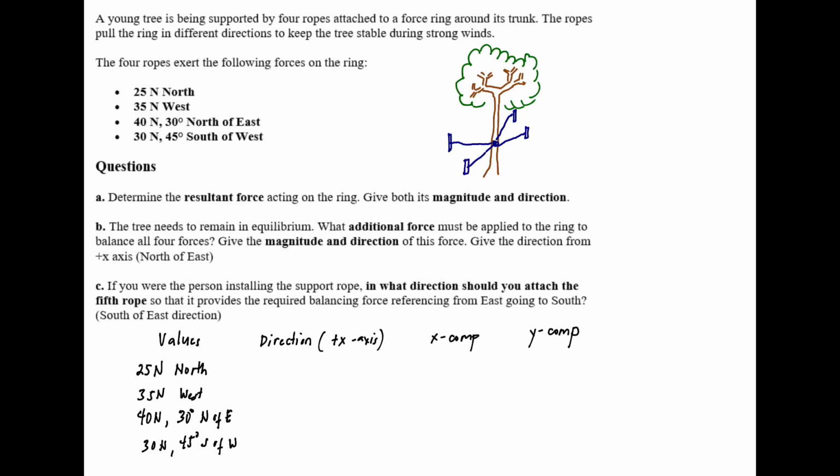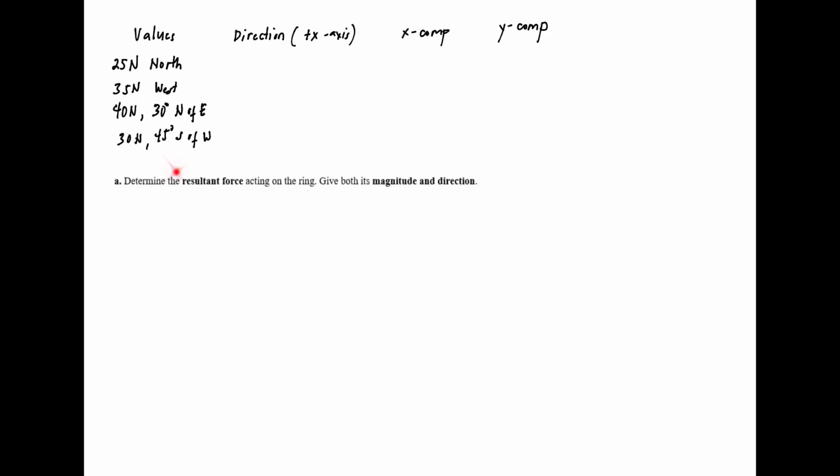Let me just transfer this to the other page. So here's the first question. Determine the resultant force acting on the ring. So 25 Newton north, if we were gonna imagine that direction, we need to write the proper direction coming from the positive x-axis. And so we have here north. And so this one can be represented by 25 Newton north. And the direction for that is 90 degrees. So here it is 90 degrees.